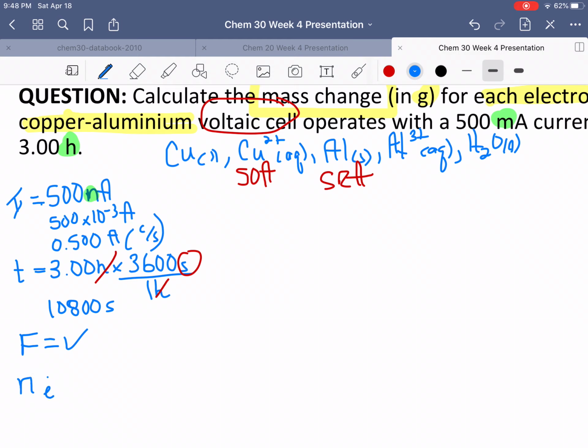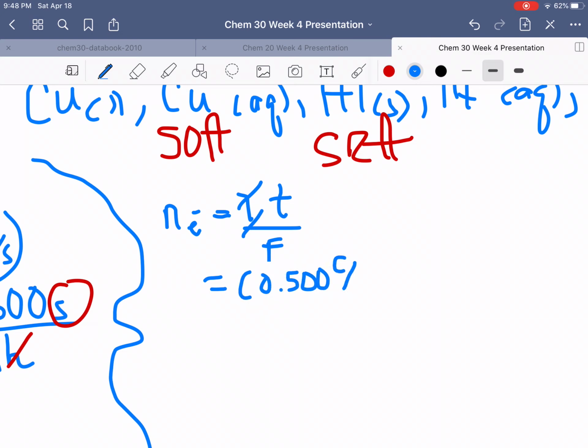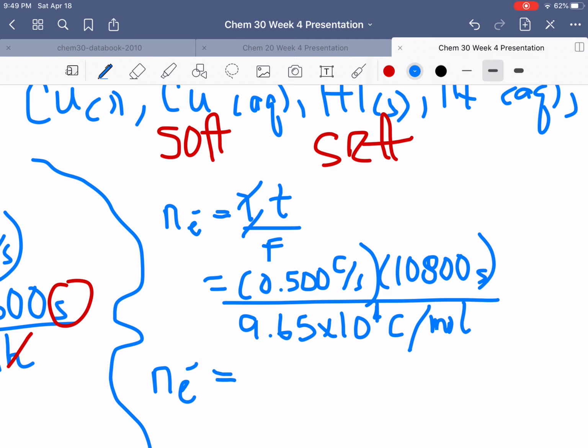And the number of moles of electrons, well, here's our unknown. But if you look at everything that's here, we have more than enough information to now calculate the moles of the electrons. Okay, remember, current times time divided by Faraday's equals 0.500. Again, I'm going to use coulombs per second so things cancel out. My time I converted to seconds, 10,800 seconds, divided by Faraday's constant, 9.65 times 10 to the 4 coulombs per mole. You're going to get a fairly significant long number. Make sure you write the whole thing down because you're going to have to use it again.